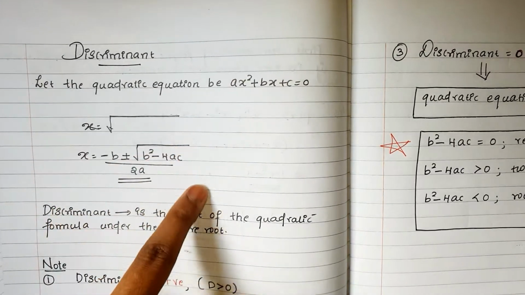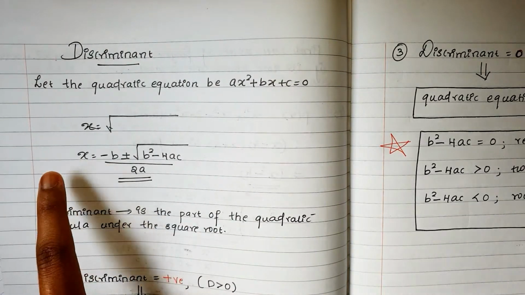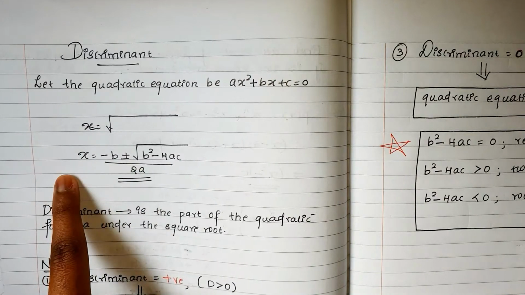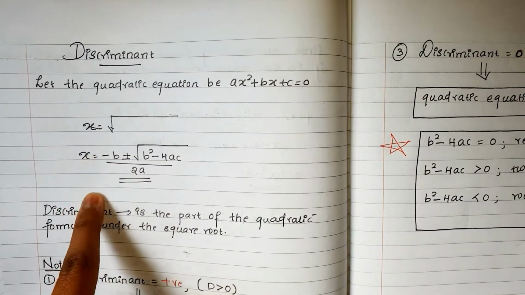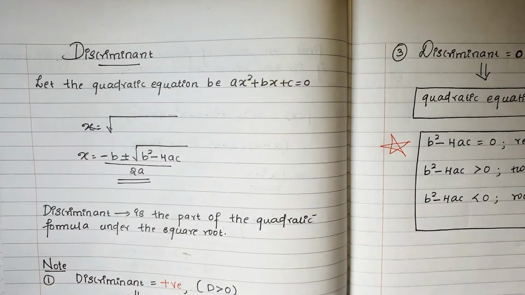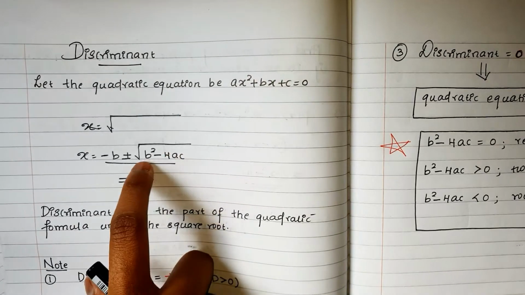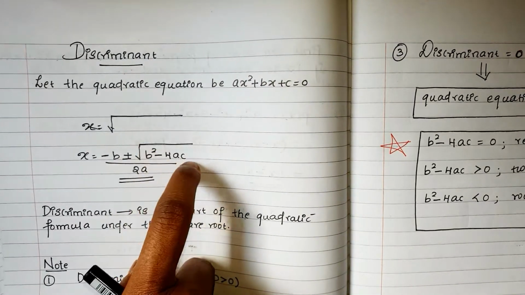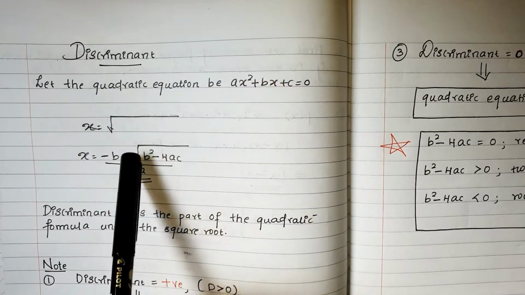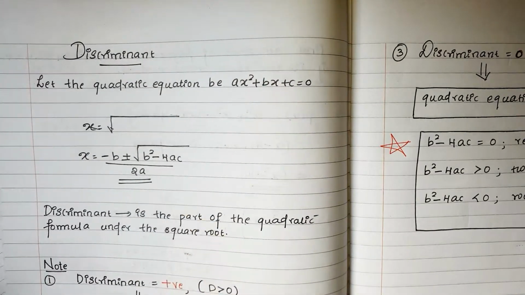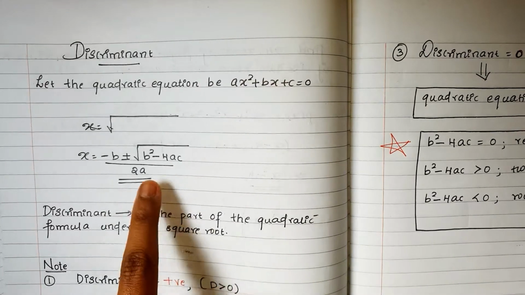So this is another method for finding the value of x. We have used middle term splitting, or if middle term splitting is not possible, then we can go with this particular equation. Okay. And what is discriminant? Discriminant is the part of the quadratic formula under the square root. So b square minus 4ac is known as discriminant. Okay, this is the discriminant.